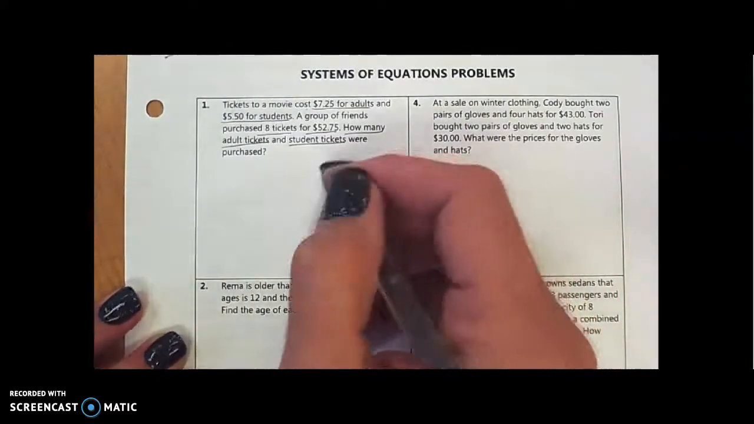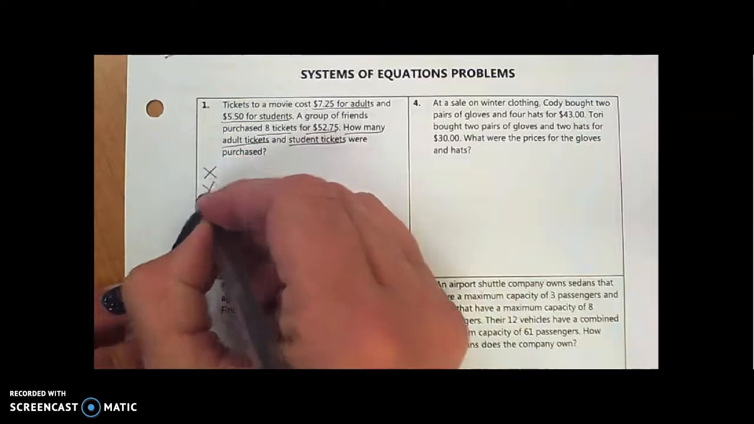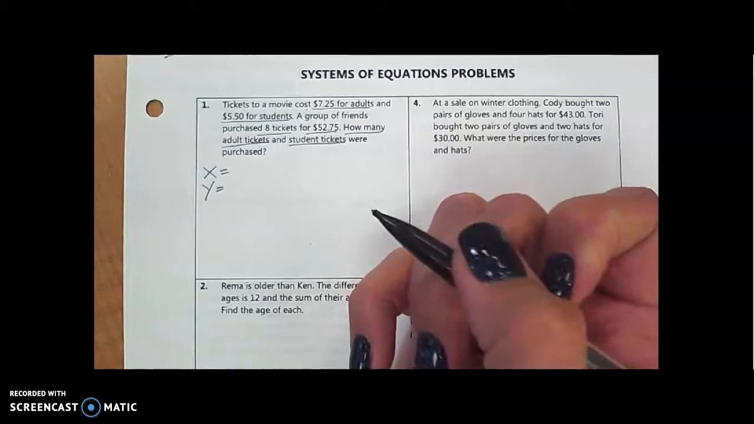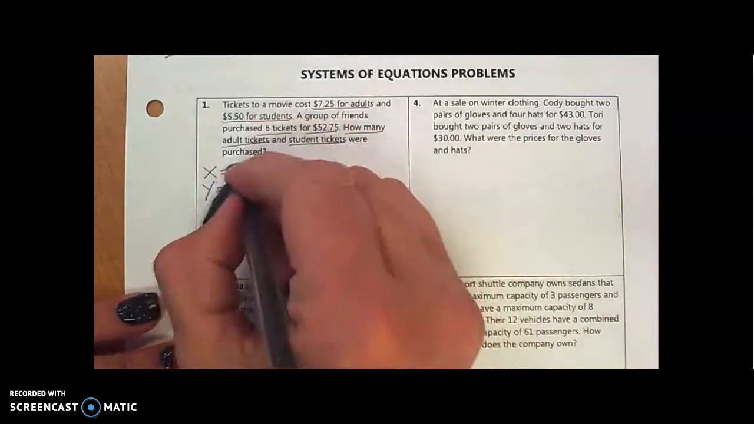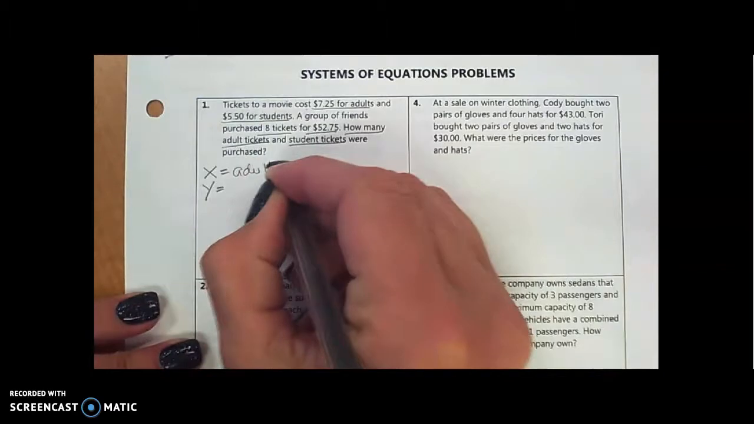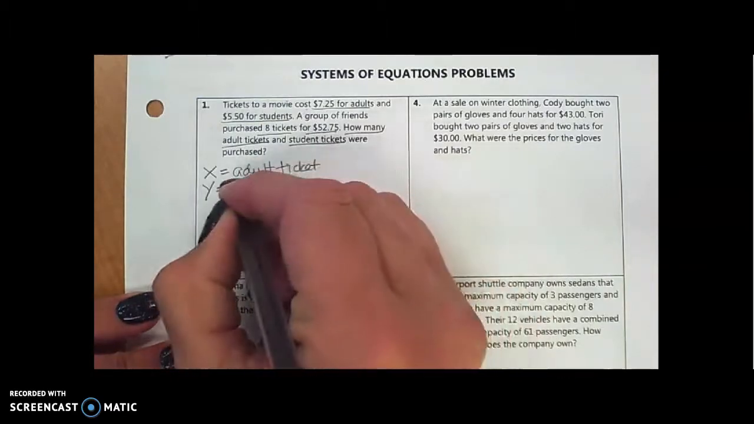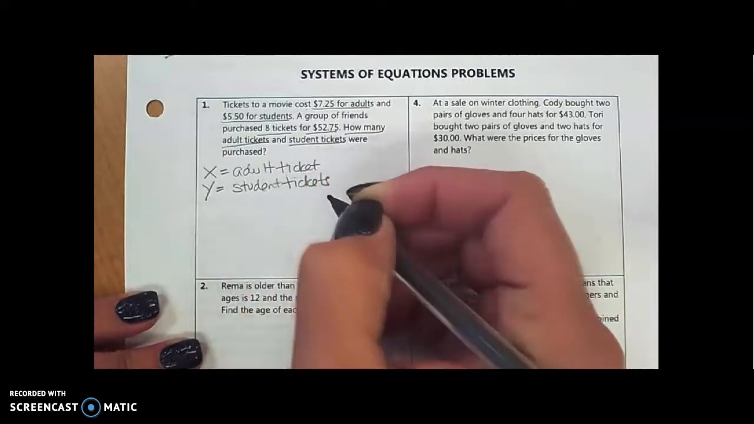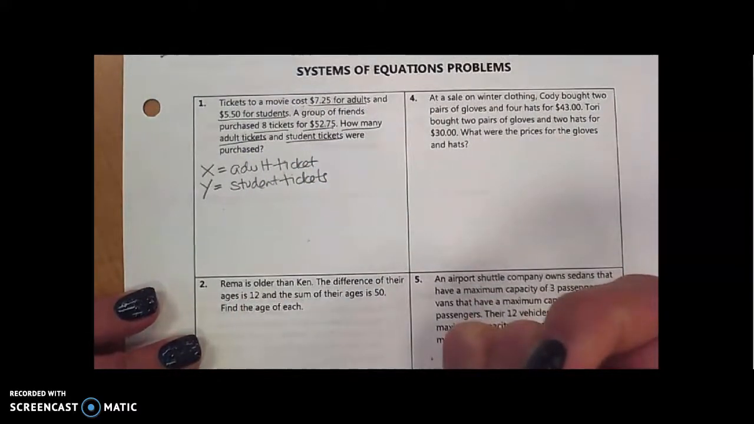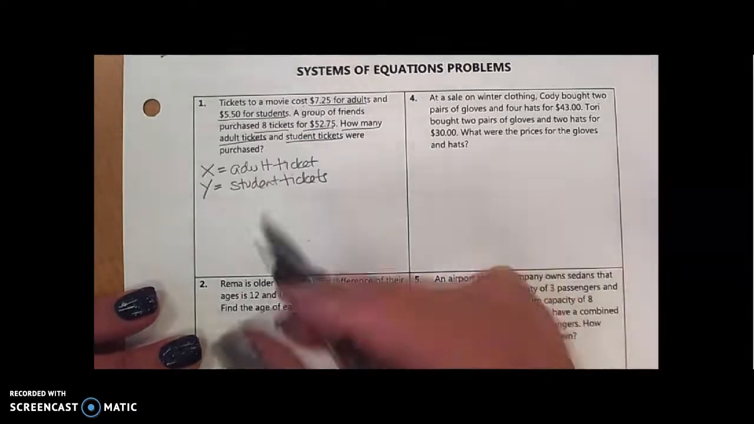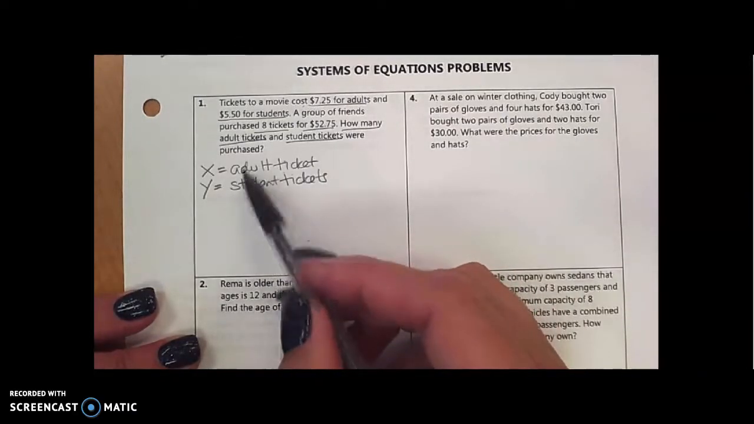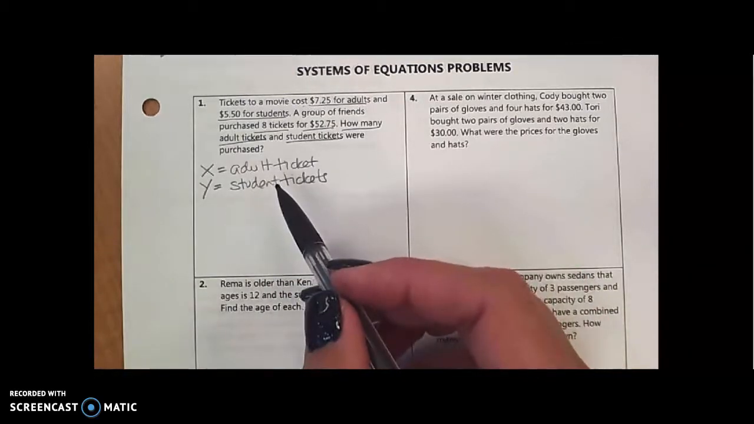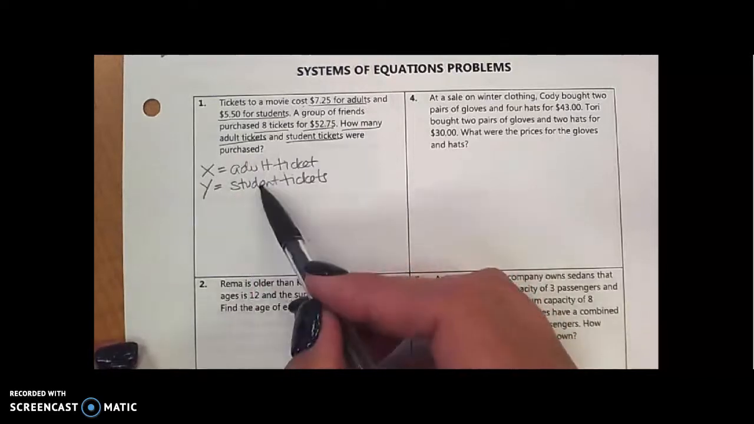All right, we're always going to label what X and Y are. We have two different things here. The two different things that we have are adult tickets and student tickets. It's usually what they're asking, something about adult tickets and student tickets. Now, it doesn't matter what I label as the X and what I label as the Y, but you should label it to be the very first thing, and then as you set up your equations, they need to match. X is going to be the adult now and Y is going to be the student.